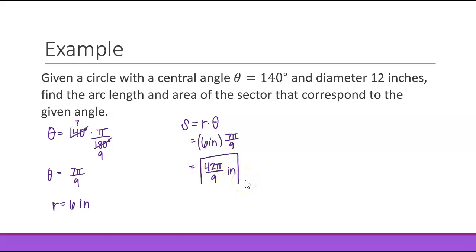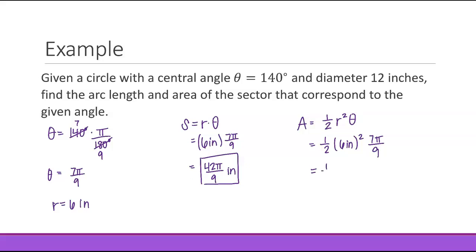If I wanted to, I could approximate this, right? Because I can approximate the value of pi. But we'll just leave our answer exact here. And then we'll find the area of the sector. So the formula was 1/2 r squared times theta. So we have 1/2. Here we have 6 inches as the radius. I'm also going to include the units. And then theta was 7 pi over 9.